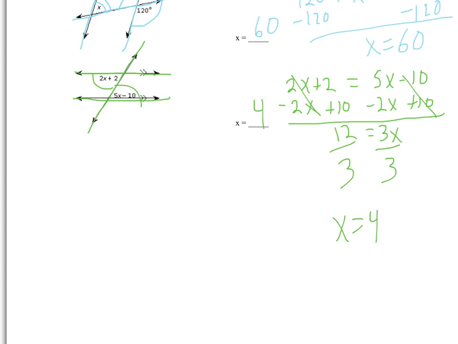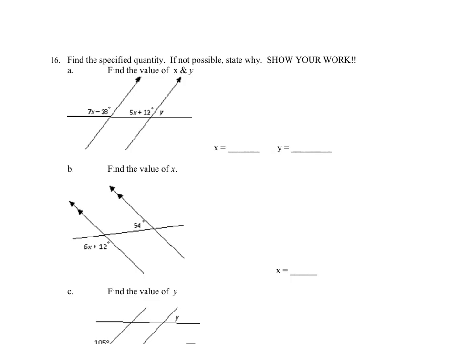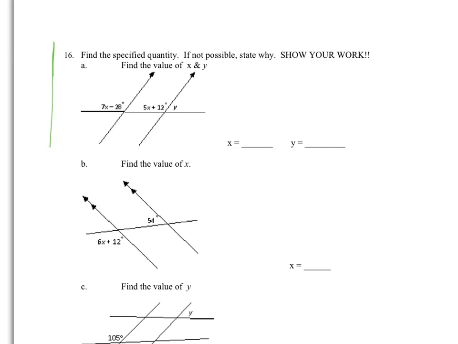Alright, let's look at the next problem. Find the specified quantity; if not possible, state why. Show your work. Find the value of x and y. Okay, so here we have parallel lines cut by a transversal. These are corresponding angles, so they're congruent. So 7x minus 28 is equal to 5x plus 12. And we'll solve for x.